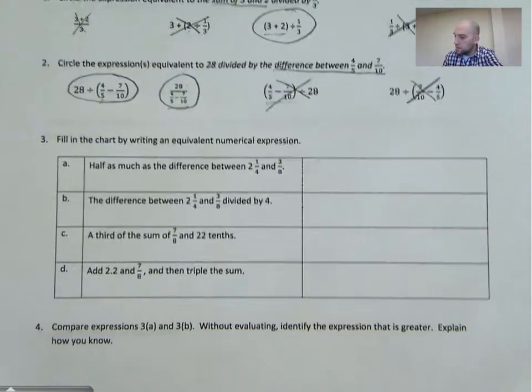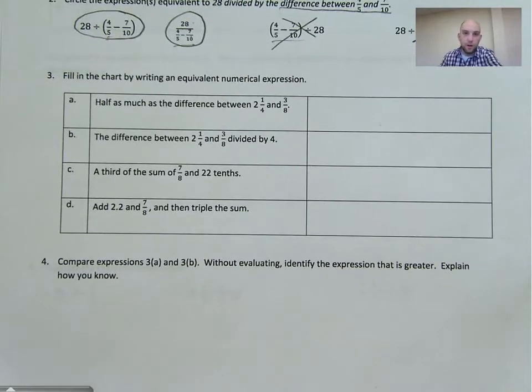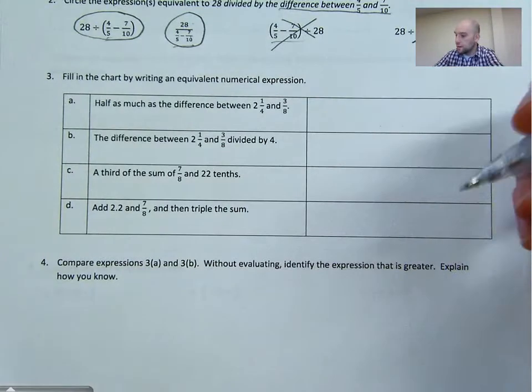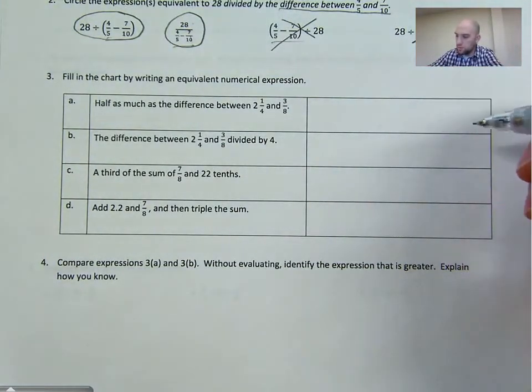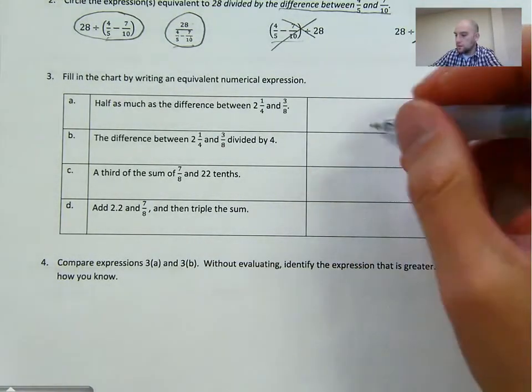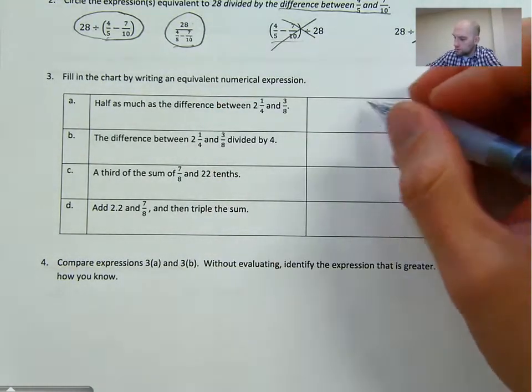Now, this one here doesn't give us a multiple choice. It says fill in the chart by writing an equivalent numerical expression. So we're going to have to take these words and turn them into number sentences that are equal to the way that they're written here. It says half as much as the difference between 2 1/4 and 3/8.